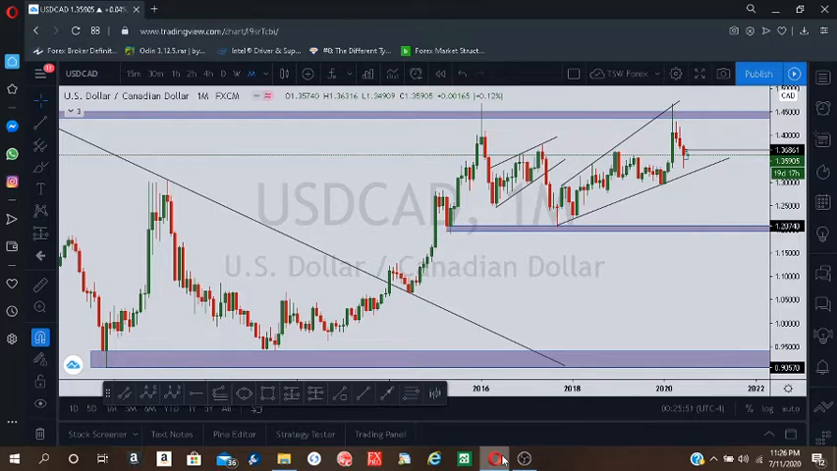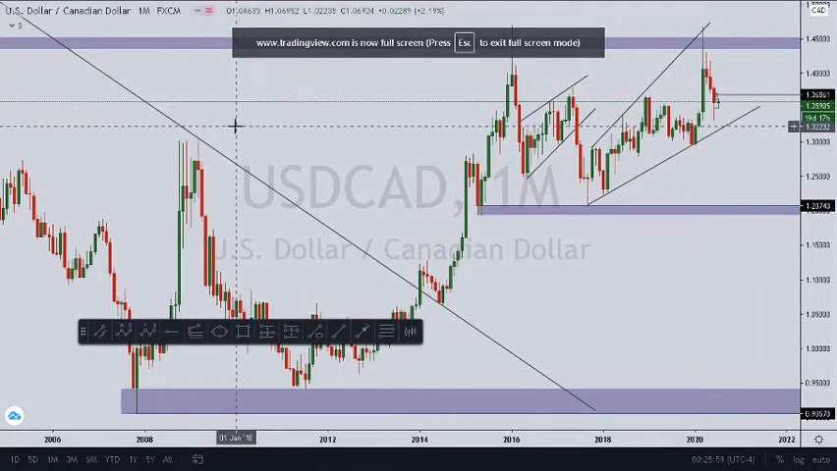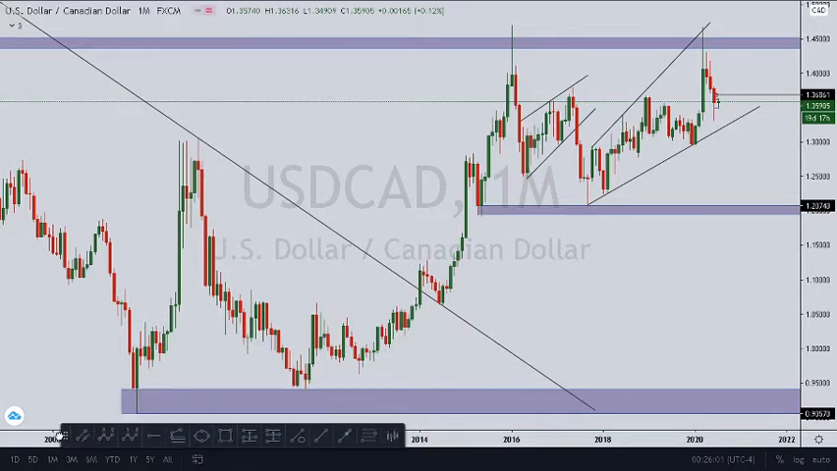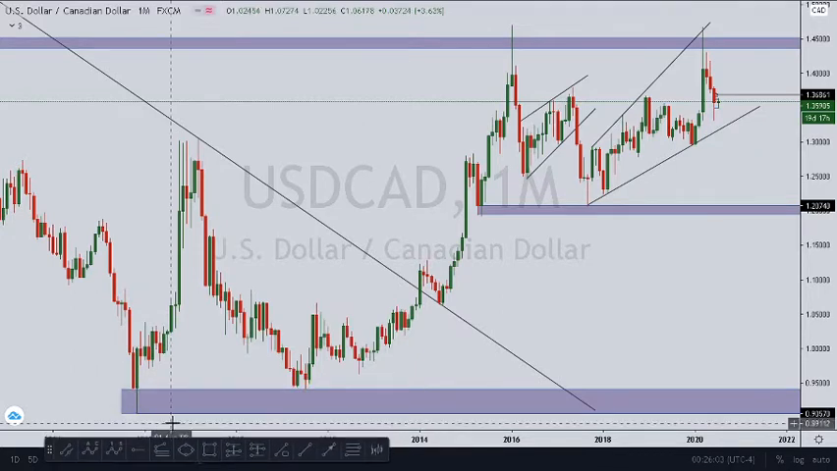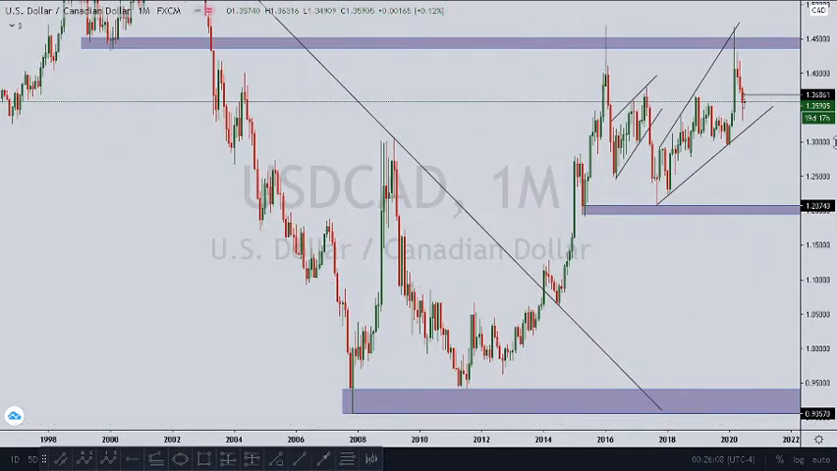This is a USDCAD breakdown. We're going to do a review of last week's activity and also a forecast of next week's upcoming week. We're going to do a review of what we expect. So we're going to do a forecast, but first a review.